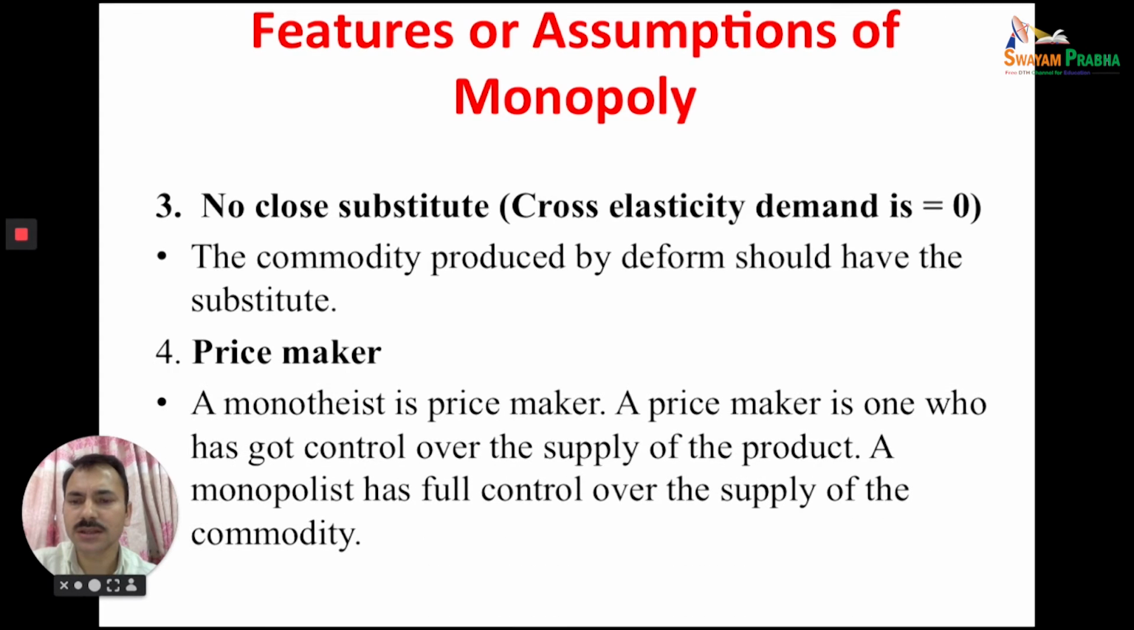Price maker. A monopolist is a price maker. A price maker is one who has control over the supply of the product. A monopolist has full control over the supply of the commodity, but as I have told you, it depends upon the market control. It depends upon the supply control. So, no doubt, he is the price maker because there is no close substitute available in the market.